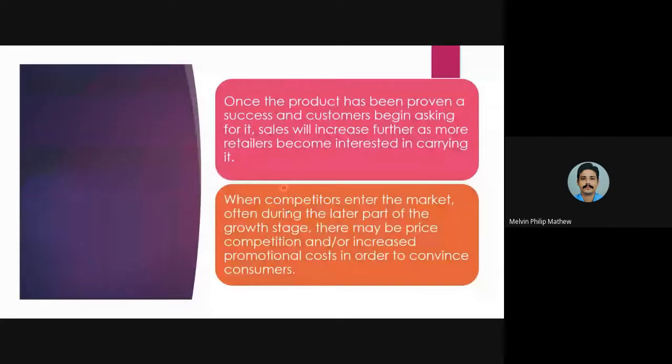Okay. That is because of the competitors present inside the market during the later part of the growth stage, at the end of the growth stage.